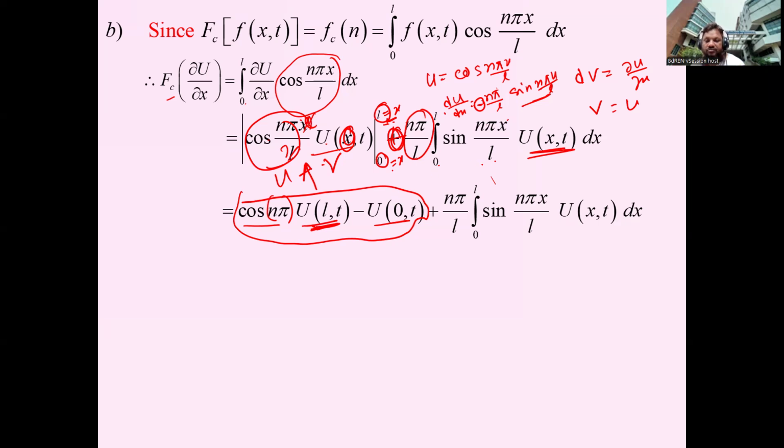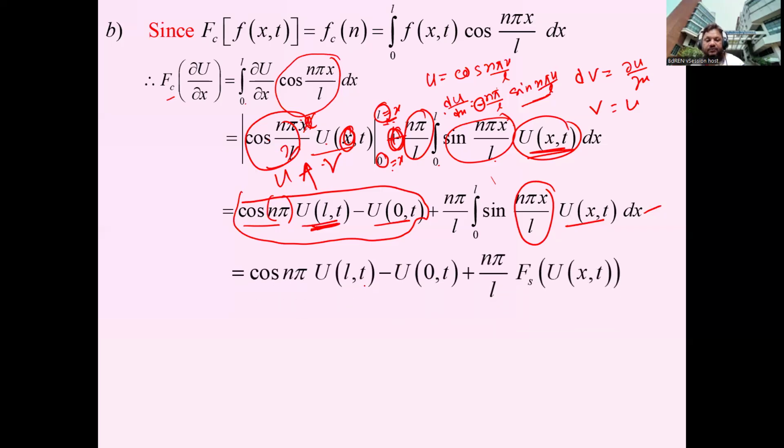Now, for this case, you see u of x, t sine n pi x by L. So sine n pi x by L, u of x, t dx. Now we can write here cos n pi, you can write minus 1 to the power n, u of L, t minus u of 0, t times n pi by L, and this one is the definition of Fourier sine transform. So this one is the second proof.